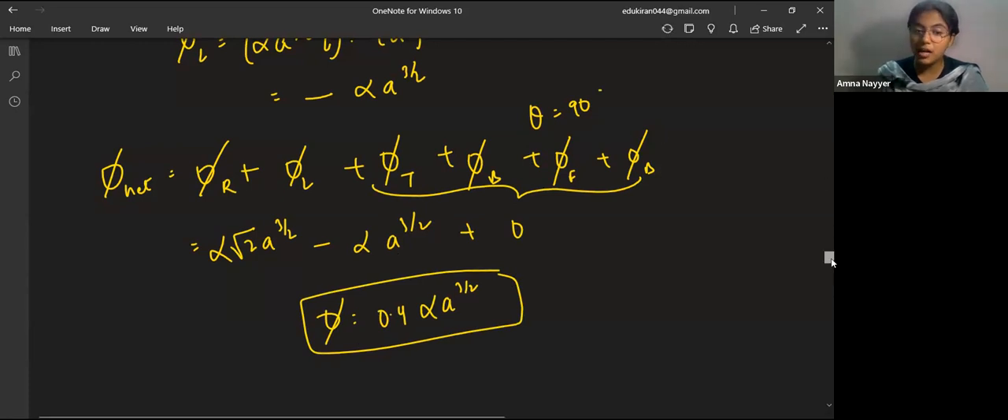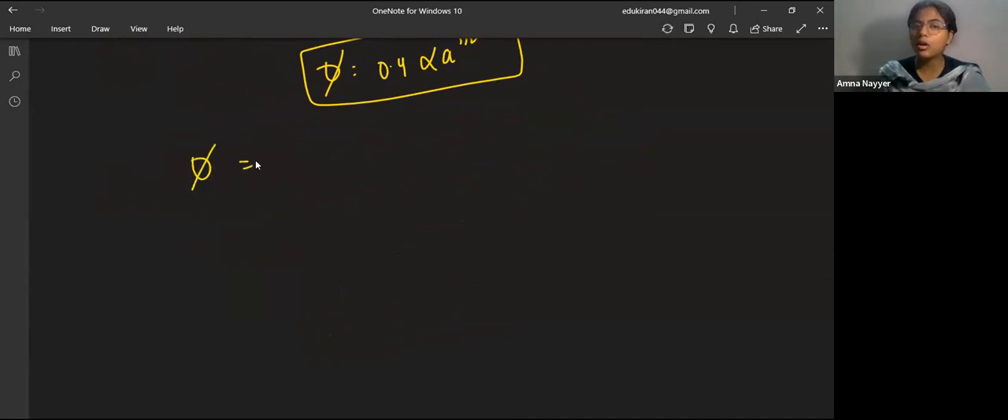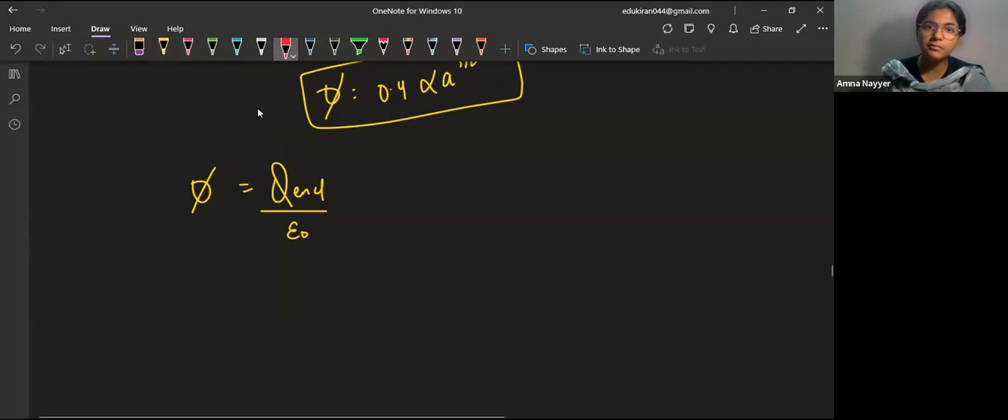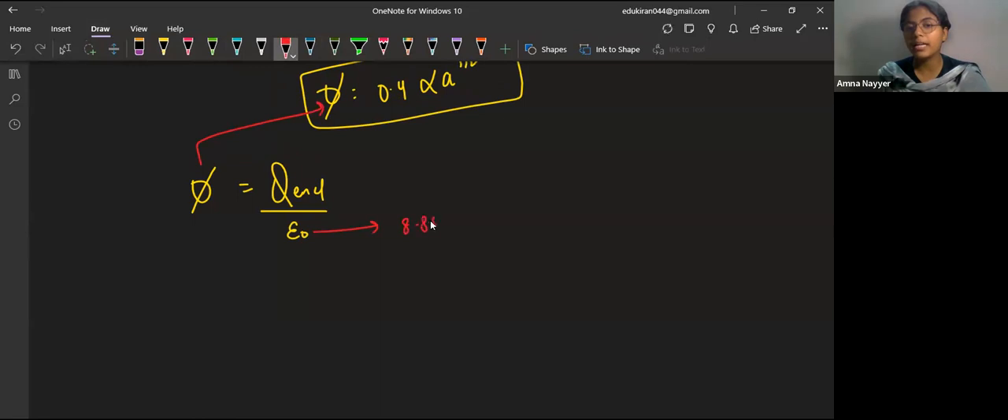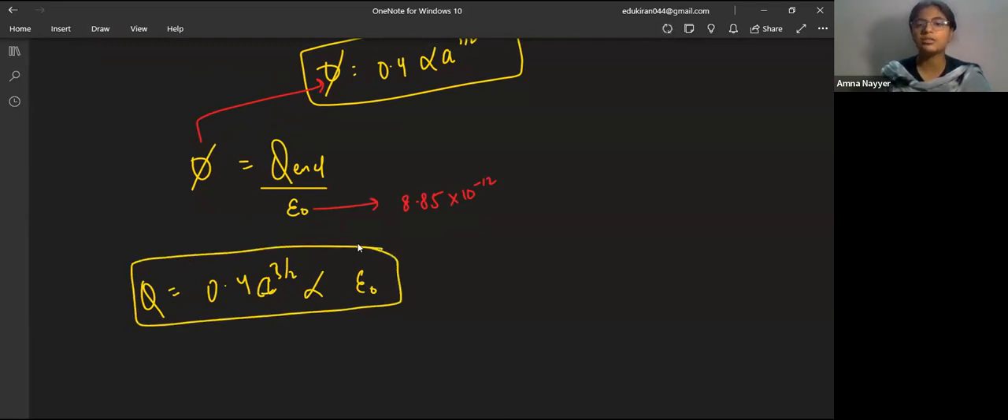And in the question, charge was also asked. See, if you have flux with you, what you can do? Through Gauss theorem, you know flux is equal to charge enclosed divided by epsilon naught. Flux, you have calculated it from here. Epsilon naught's value, you already remember 8.85 into 10 to the power minus 12. Can you not find out the value of charge? Charge will be simply flux, that is 0.4 a to the power 3 by 2 alpha, multiplied by epsilon naught. This much will be the value of charge.